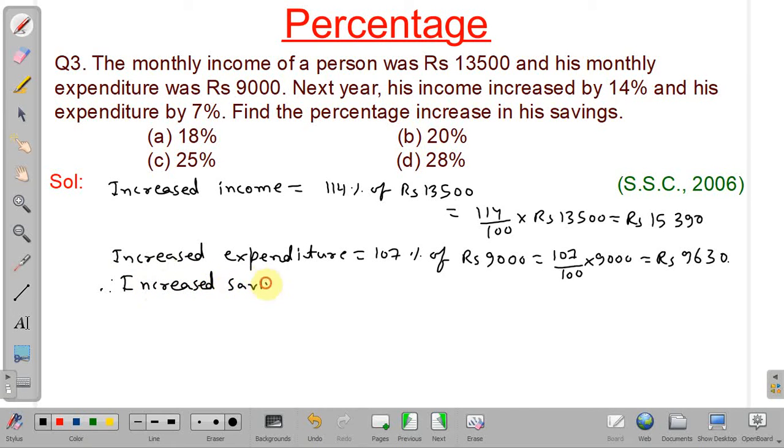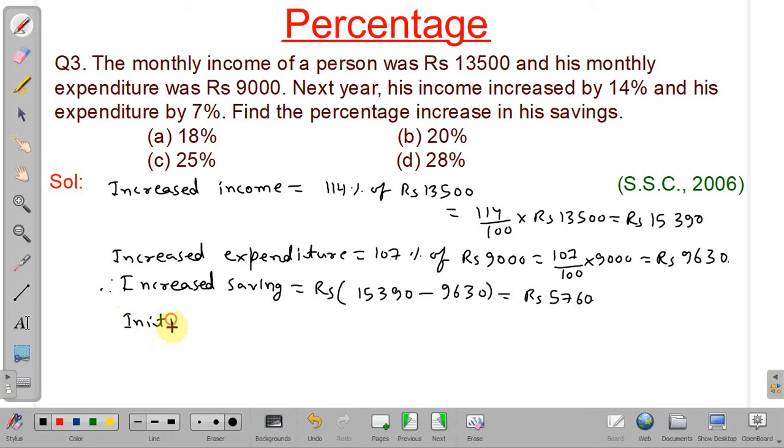Therefore, the increased saving will be equal to increased income minus increased expenditure. So increased income is 15,390 minus increased expenditure, that is 9,630. So we will get rupees 5,760. And what were the initial savings, or original saving, we can say?